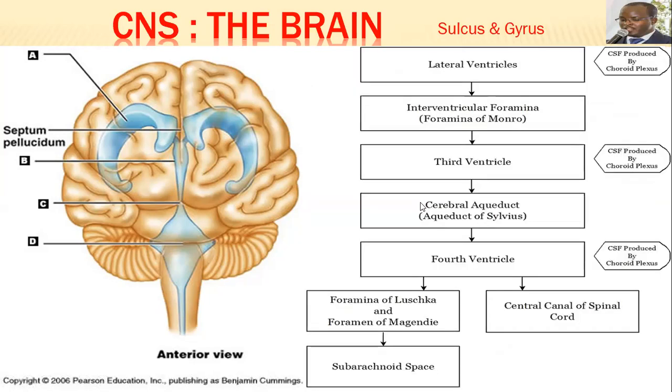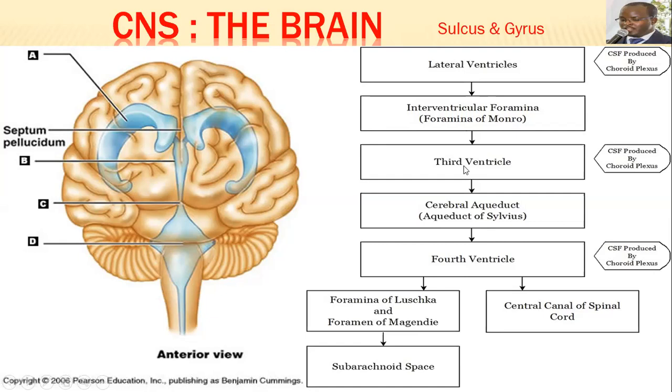Okay, so this is just a summary of the ventricles. You have the 2 lateral ventricles that are communicating with the 3rd ventricle via the foramina of Monro, or the interventricular foramina. It's called interventricular foramina because it's between the lateral ventricles and the 3rd ventricle. Then the 3rd ventricle also contains the choroid plexus, just like the lateral ventricles, that are producing the cerebrospinal fluid.